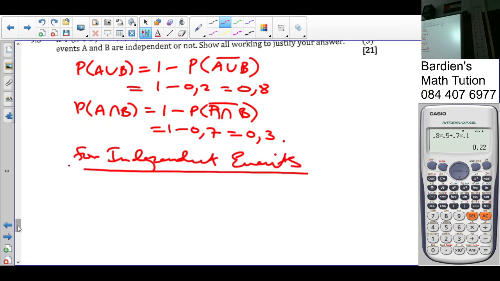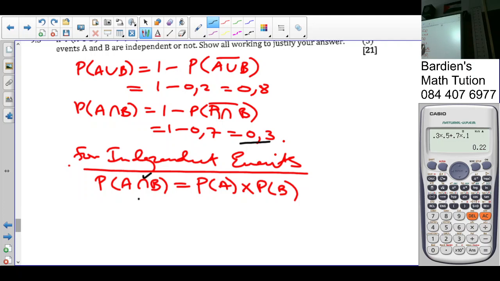What's the rule for independent events? This rule you must remember: the probability of A intersection B is equal to the probability of A times the probability of B. We have A intersection B, which is 0.3, which is this here. So if I can prove this is 0.3, or disprove it, I've done the job.